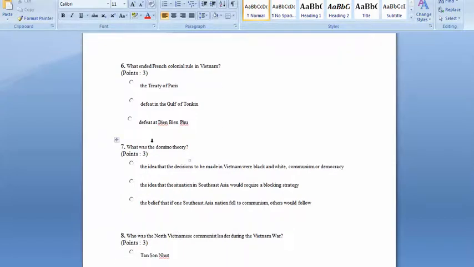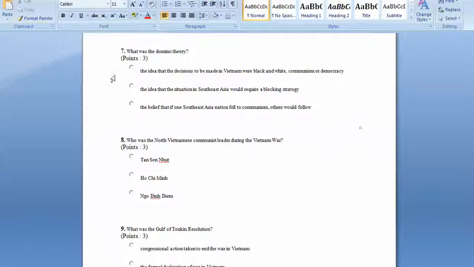Number six, what ended French colonial rule in Vietnam? The Treaty of Paris, defeat in the Gulf of Tonkin, or the defeat at Dien Bien Phu? Number seven, what was the domino theory? The idea that the decisions to be made in Vietnam were black and white, communism or democracy. The idea that the situation in Southeast Asia would require a blocking strategy, or the belief that if one Southeast Asian nation fell to communism, others would follow.